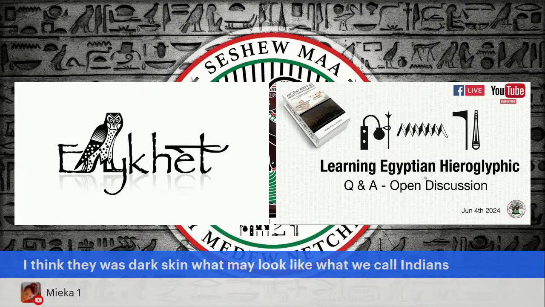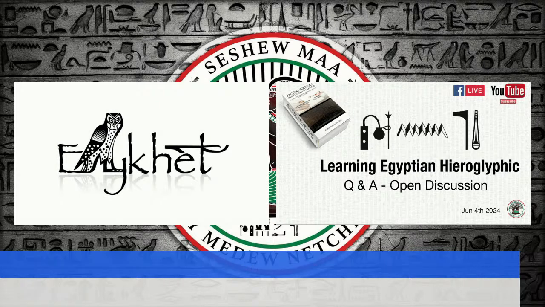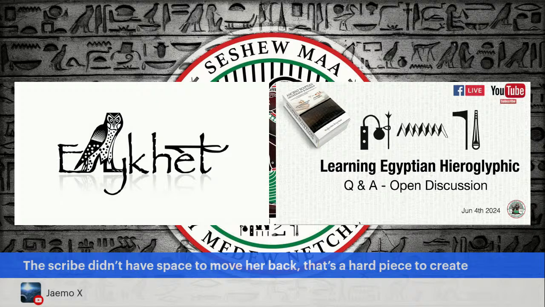I'm gonna keep going down. I don't see any questions per se, just some comments. JMO says the scribes didn't have space to move her back. That's a hard piece to create. Yeah, but not even that. The Egyptians did their carvings in aspective, which is totally different from perspective. That's why you see two left shoulders or two right hands, and you see the full eye, even though it's in profile view.